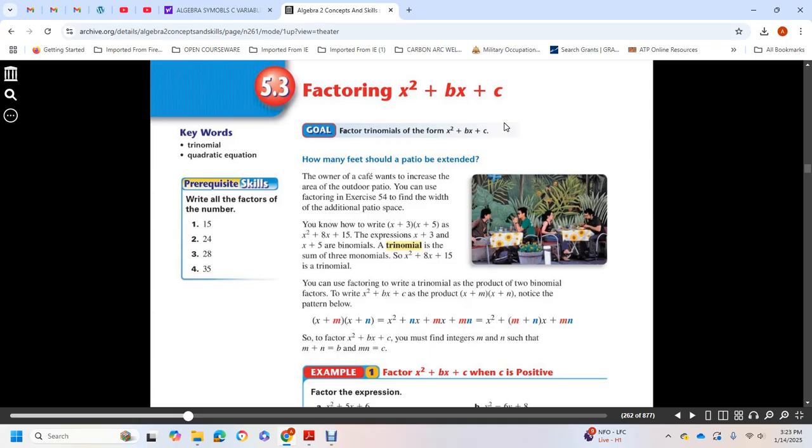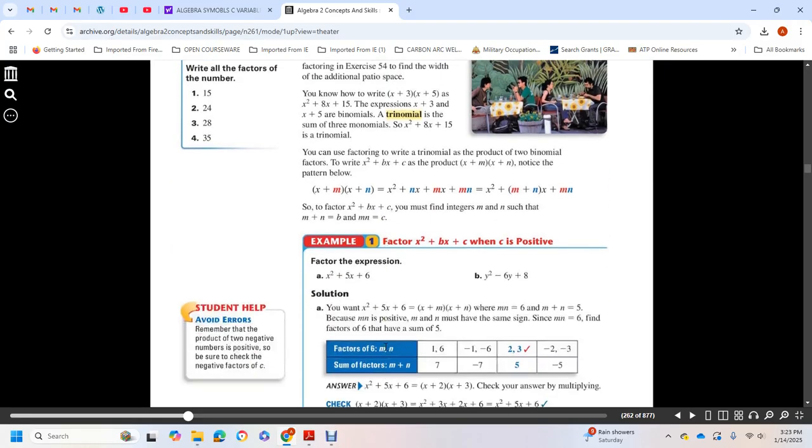To write x squared plus bx plus c as the product (x plus m) times (x plus n), notice the pattern below. (x plus m) times (x plus n) equals x squared plus nx plus mx plus mn, which equals x squared plus (m plus n) times x plus mn. So to factor x squared plus bx plus c, you can find integers m and n such that m plus n is equal to b and mn is equal to c.